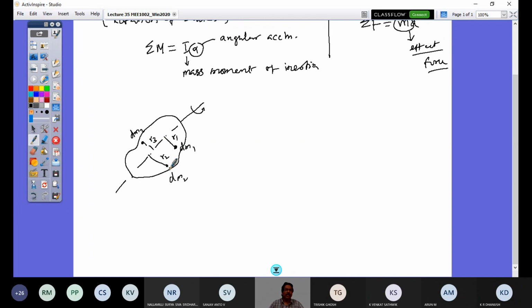So how do you represent that? If I consider an elemental mass dm at a distance r, this is simply dm. Like that, so many masses are there that form this rigid body. Then I would define my rotational inertia about this axis. Say this axis is the AA axis. IAA would be defined as the integral of r squared dm. This is the mathematical definition of mass moment of inertia about the rotating axis.